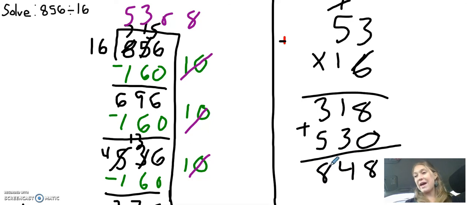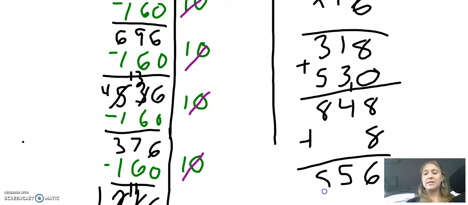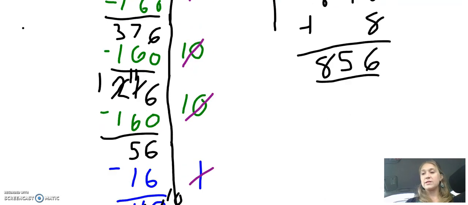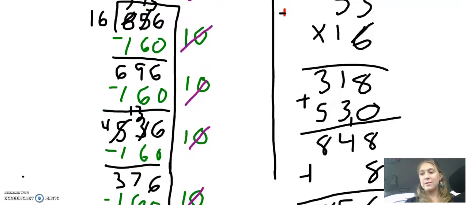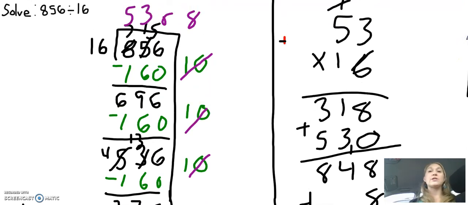848, but don't forget we had that remainder of 8. So we do have to add 8 more. 8 plus 8 is 16, carry the 1. 4 plus 1 is 5, and bring down our 8, which means that my dividend should be 856. Scrolling back up to the top, I see that my dividend is in fact 856. So therefore, I know that my answer of 53, remainder 8, is correct.